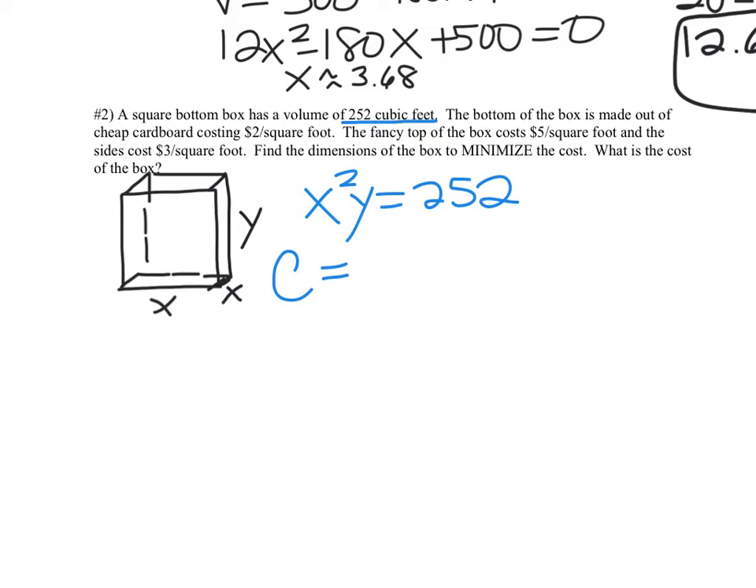Be careful, because I wasn't here to teach you that other one, but you have to put the cost into the function as you go. So let's see. The bottom is made of cheap cardboard, $2 per square foot. Square? Yes, exactly. So the bottom would be 2x squared. It's the area of the bottom times the cost of it. Plus, the top of this thing is $5 per square foot. So the top would cost you 5x squared.